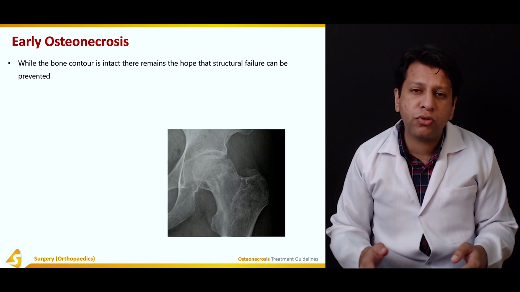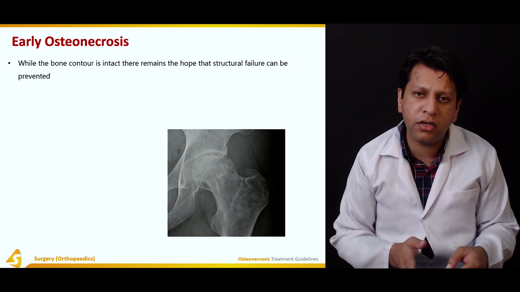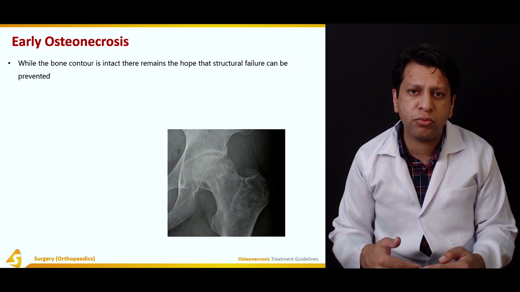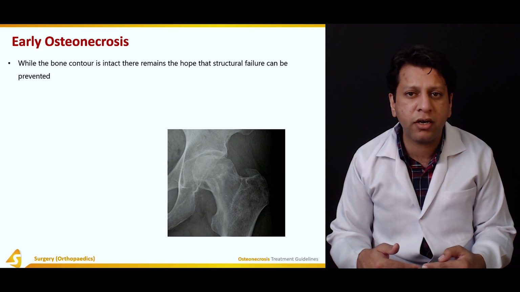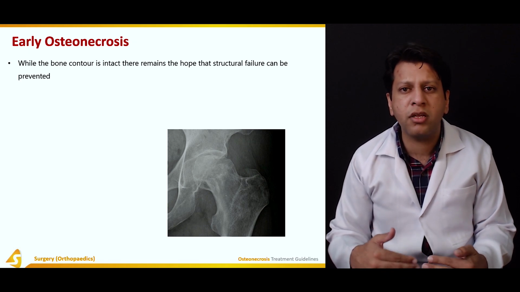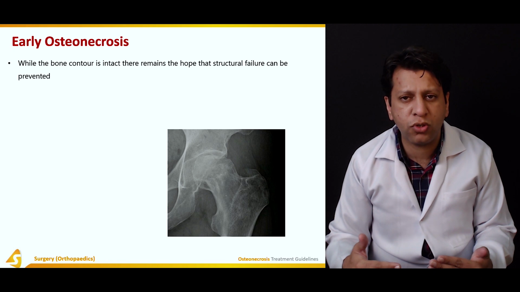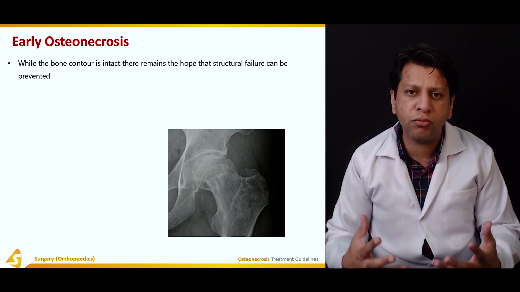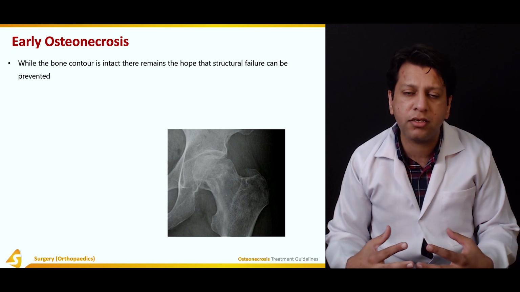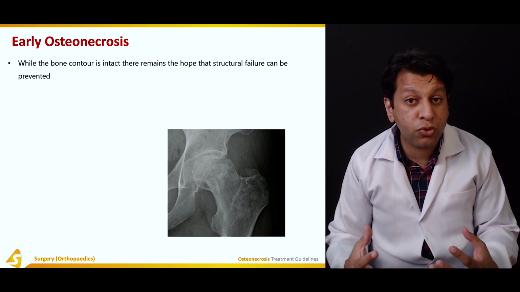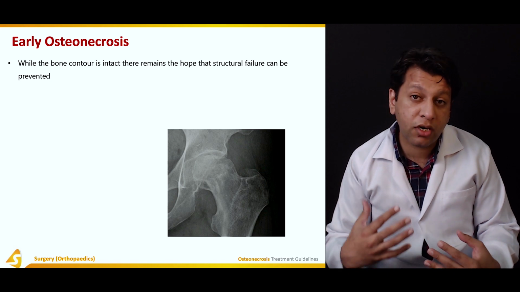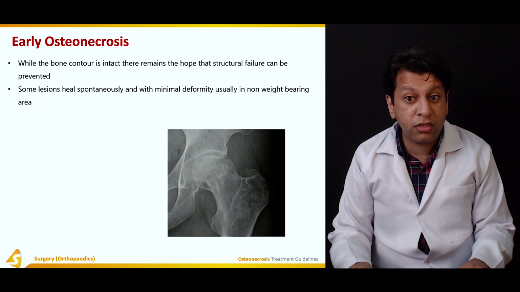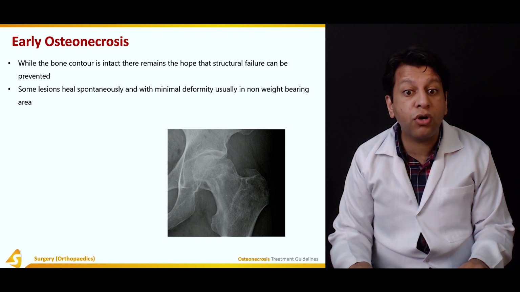Now, early osteonecrosis actually means that there is definitely an insult, but not yet has the sclerosis appeared or osteoporosis become marked. The X-ray may be showing very much normal, and structurally the bone is still intact. All the osteoblastic cells, osteoclastic cells and bone cells have actually died, but structurally the bone is intact. Some lesions heal spontaneously with minimal deformity, usually in non-weight bearing area.